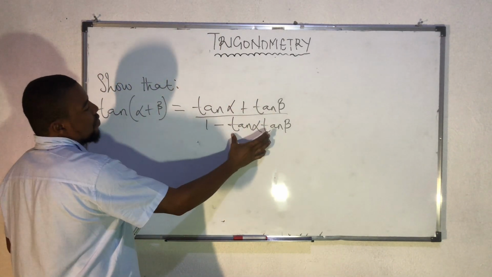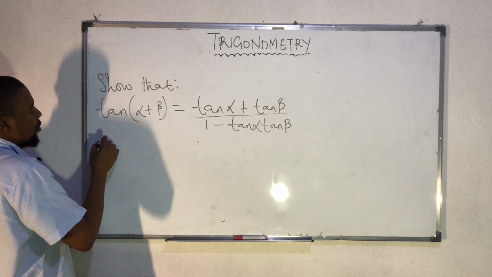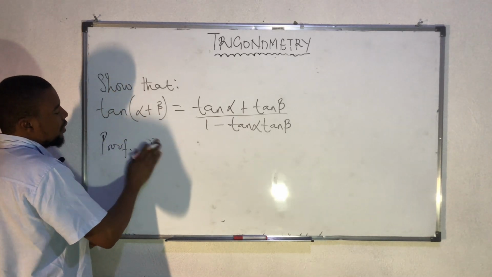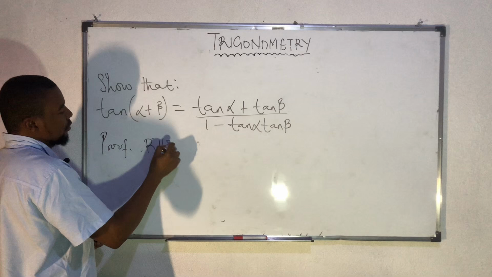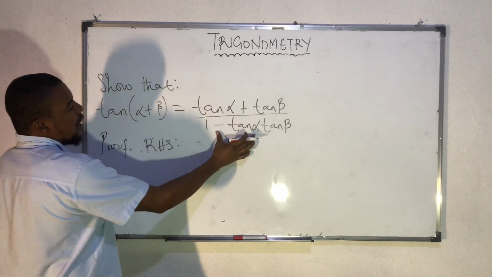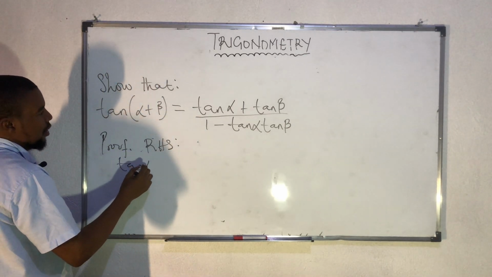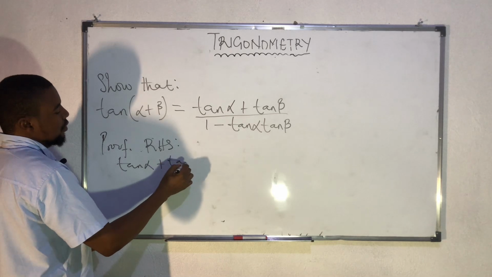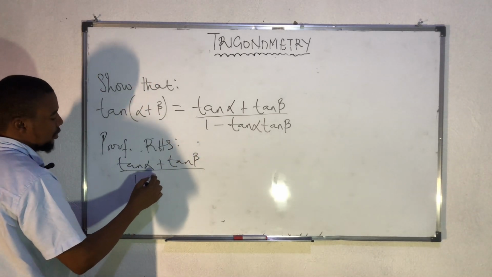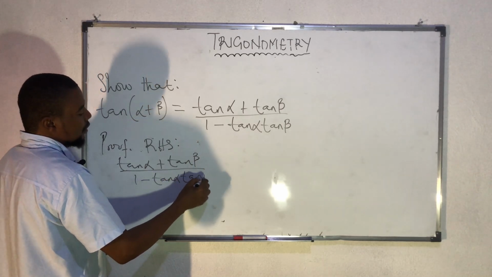In this case, we're going to start proving from the right and show that it is equal to what we have on the left. I'm going to write my proof, right-hand side. I'm writing the right-hand side because that's what I'm starting with. Now I'm going to go ahead and copy everything here down. We have tan alpha plus tan beta over 1 minus tan alpha multiplying tan beta.